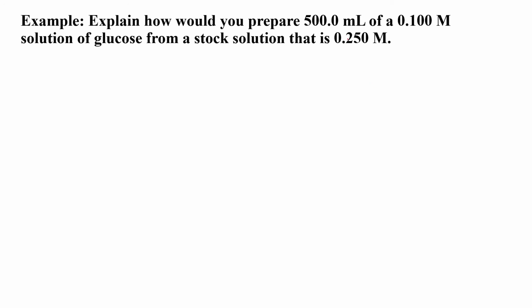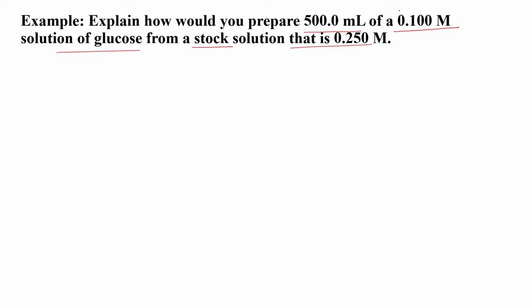So here is another problem, and it is exactly the same as we did in the last slide. So how about you do it on your own and then play the video to check the answer. In this example, you have to explain how you would prepare 500 mL of 0.100 molar solution of glucose from the stock solution that is 0.25 molar. There are many keywords. It really says that you have a stock solution. So this is a problem where you can use M1V1 equals M2V2.